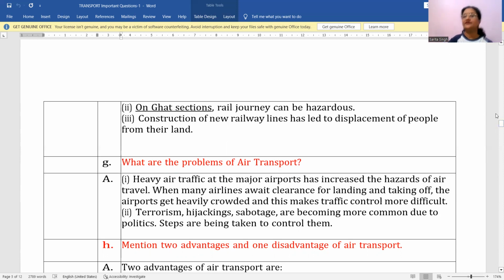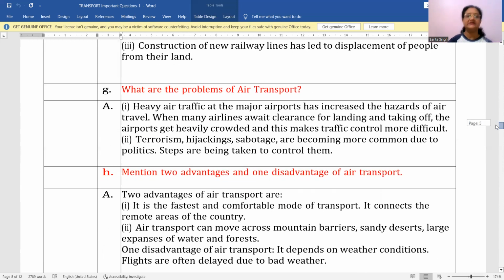नेक्स्ट, व्हाट आर द प्रॉब्लम्स ऑफ एयर ट्रांसपोर्ट? एयर ट्रांसपोर्ट, सबसे पहली चीज, these are actually quite expensive. देन एयर ट्रांसपोर्ट से रिलेटेड आप ये दे सकते हो, एयर एंड वाटरवेज दोनों में दे सकते हो. It is totally weather dependent.